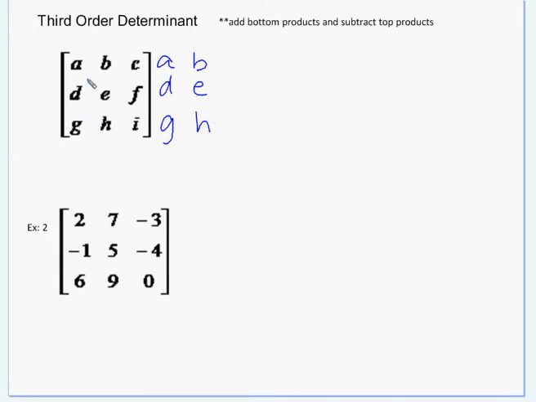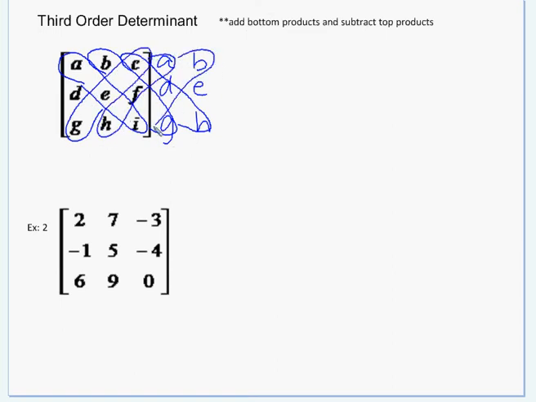So first and foremost, we're going to take our first diagonal this way here, then our next one, and then our third one. What we're going to do with the products of these is add them. So we're going to add the bottom products. Then we're going to create these other diagonals. So we have these three diagonals over here. Once we find the products, we're going to subtract those numbers here.